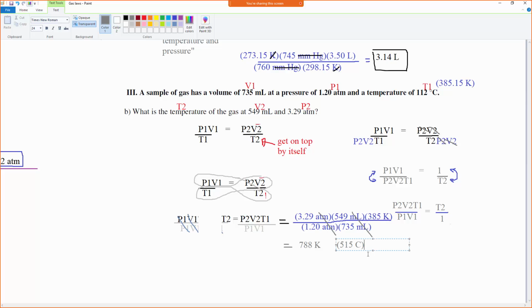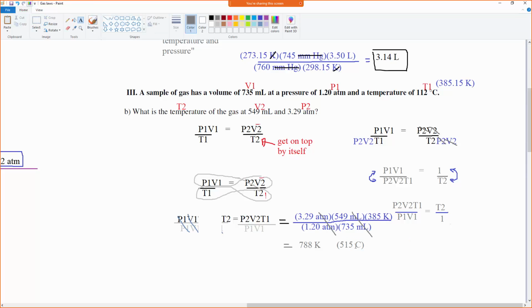Now, whichever one you report is just going to depend on what I'm asking for. So on the test, you'll see whether the answers are listed in Celsius or Kelvin, and that'll tell you whether you have to convert back or not. Does that make sense? You guys with me?